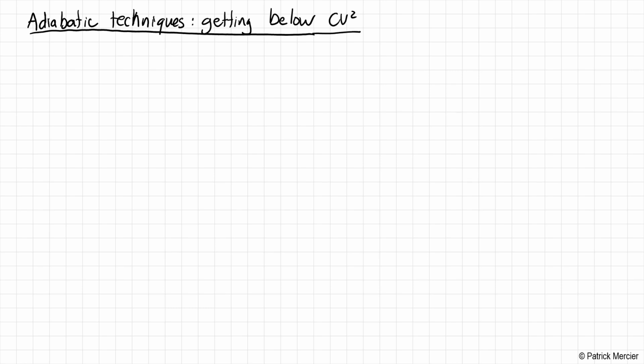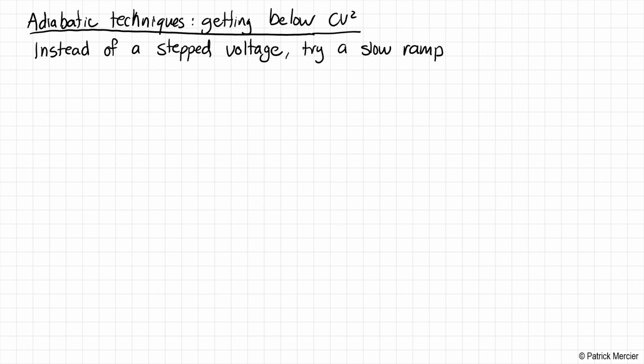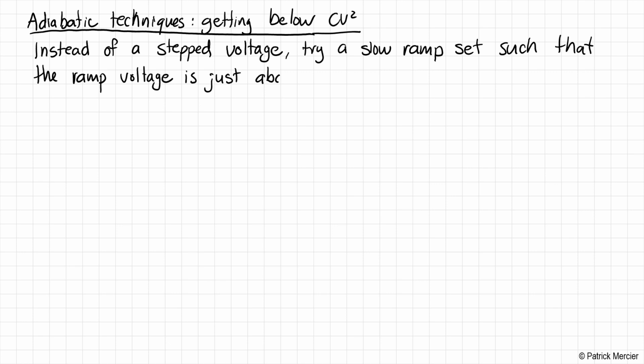Okay, so the main reason we have this CV squared energy is because we're using a stepped voltage source. So the idea behind adiabatic approaches is, instead of a stepped voltage source that is used to charge our capacitors through an RC network, why don't we try something different? Try a slow ramp, set specifically such that the ramp voltage, or the voltage across the voltage source that's creating this ramp, is just above V out by a small fixed amount. Okay, so what does this mean? This sounds kind of weird.